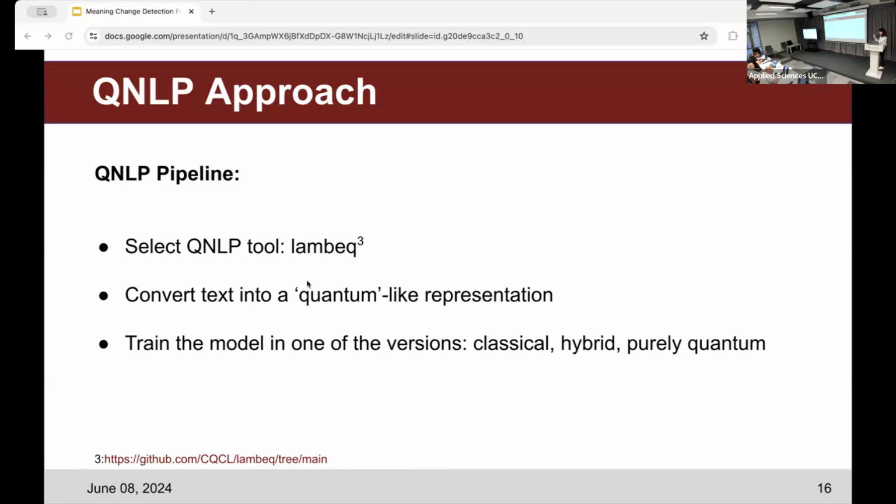So we chose Lambeq. It has all those steps, and it has three model modifications: one is classical, one is hybrid, and one is pure quantum. Classical involves representation of text data as text tensors and applying classical computations. Quantum represents text in text circuits and requires quantum computations, and hybrid is a combination of both of those.